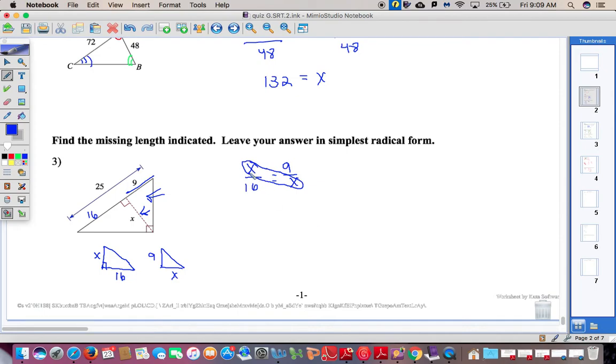We know we should be multiplying our altitude by itself. It's using that geometric mean. So we've got x squared is equal to 9 times 16. X squared is equal to 144. And if we take the square root of both sides, we get x equals 12.